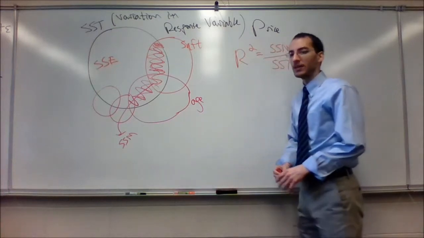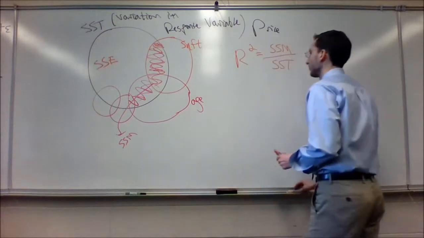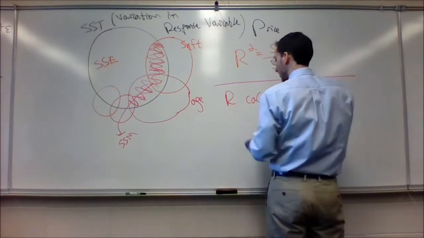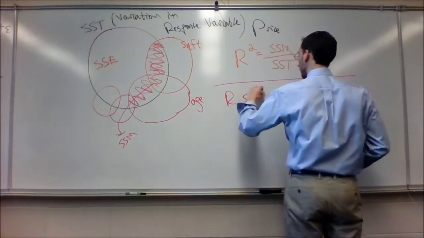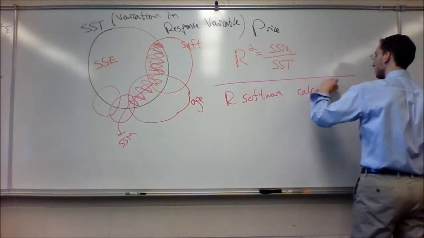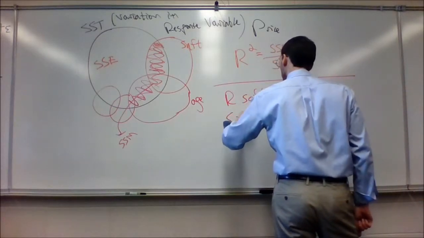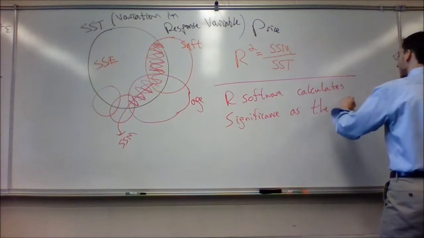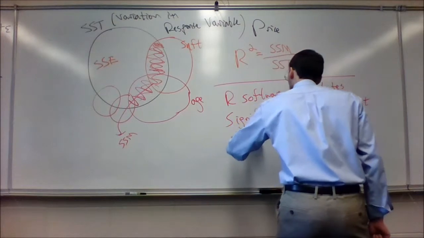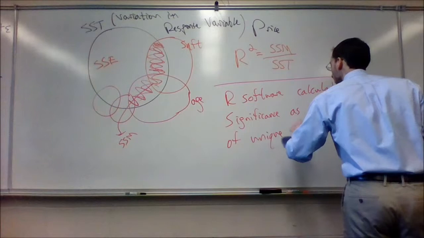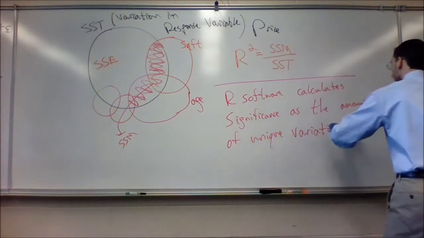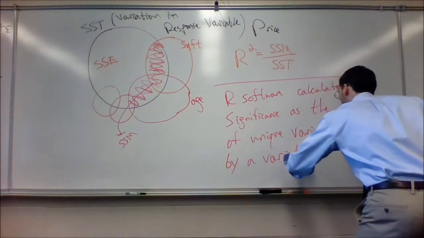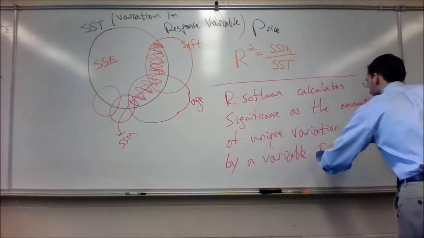And I'll revisit this in future weeks, but when R calculates significance, and I don't mean the adjusted R squared, the R software, R software calculates significance as, if you want to think of it this way, the amount of unique variation explained by a variable. So it excludes the overlap for all of it.